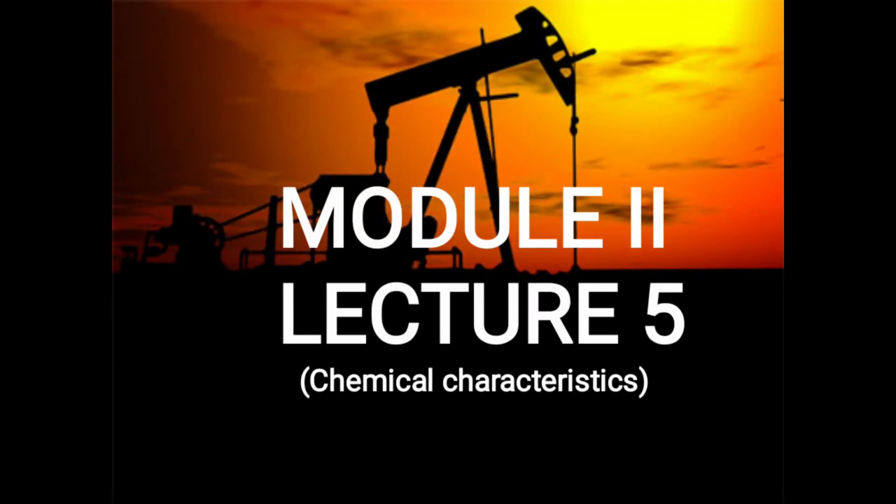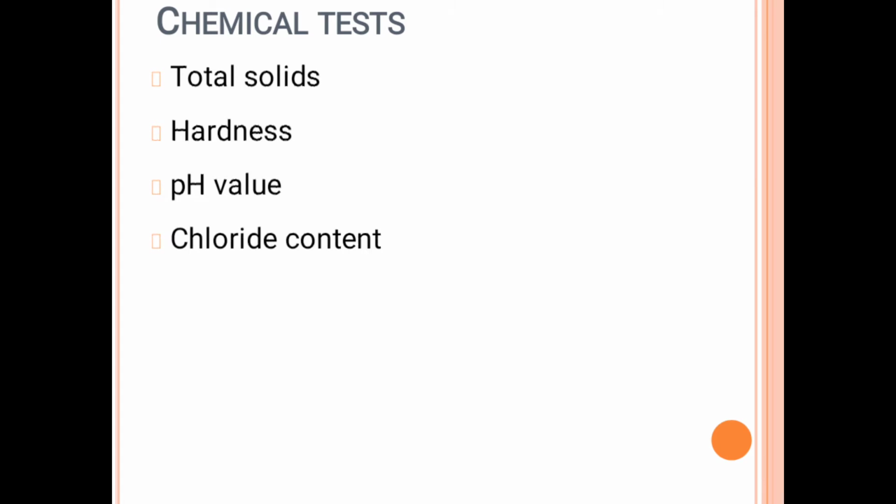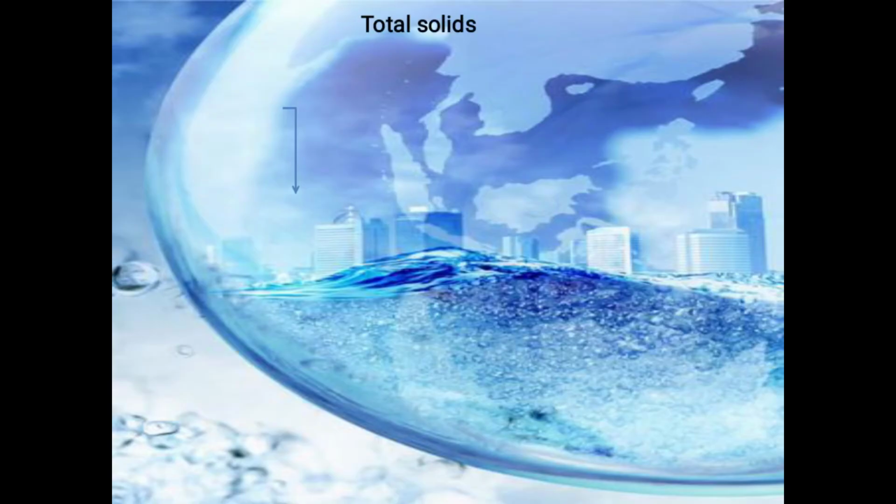This is lecture 5 of module 2, chemical test or chemical characteristics. Chemical analysis of water is carried out in order to determine the chemical characteristics of water. The chemical tests involve the determination of total solids, hardness, pH value, chloride content, residual chlorine, nitrogen content, iron and manganese, dissolved gases, etc. First one, total solids.